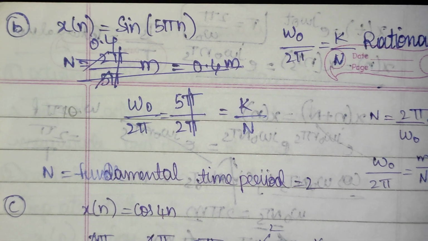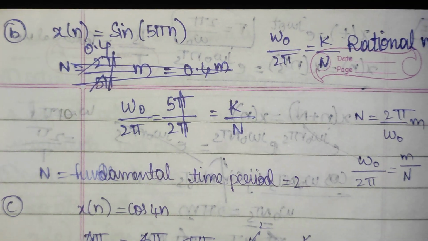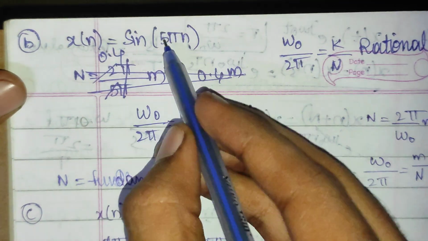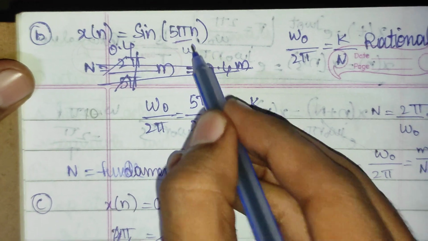Okay, now let us solve some examples to determine whether the signals are periodic or aperiodic. Let us consider this example: sin 5 pi n. Here 5 pi is represented as omega.